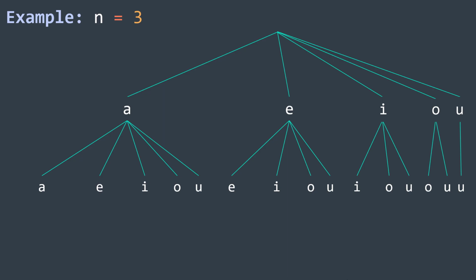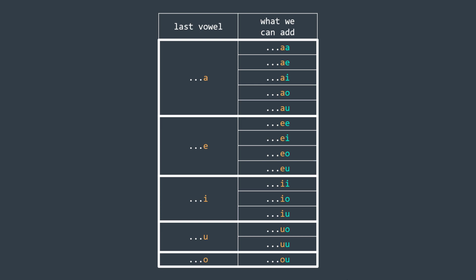Basically, you just need to know that when a string is ending with A, we have 5 possibilities, when it's ending with E, we have 4 possibilities, with I 3 possibilities, with O 2 possibilities, and with U 1 possibility. This detail is very important to know.